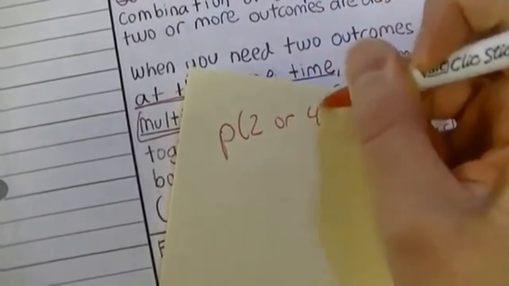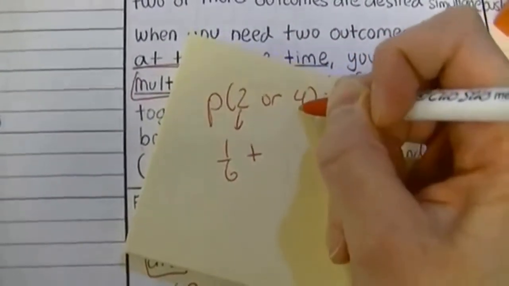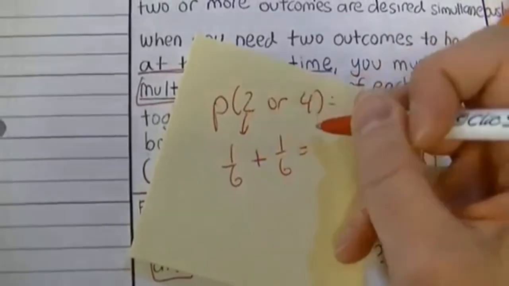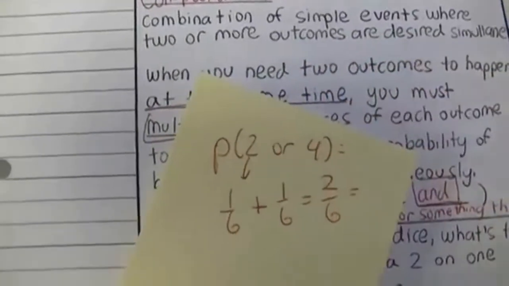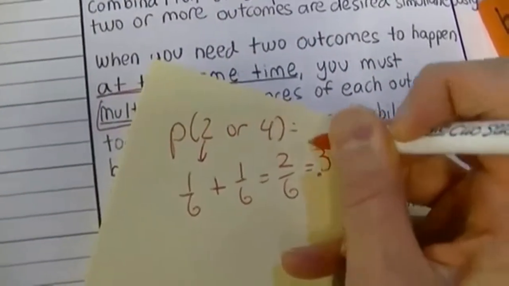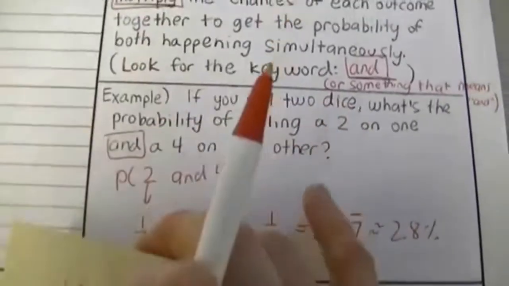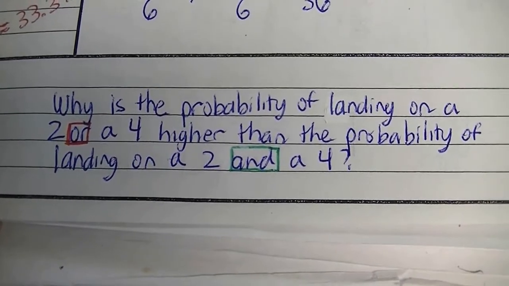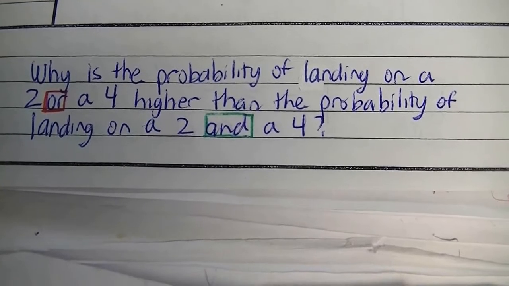On a separate note, the probability of getting a 2 or a 4 would look like this. Probability of getting a 2 is 1/6. I'm going to add them instead of multiply. Probability of getting a 4 is 1/6. So the chances of getting a 2 or a 4 is 2/6. Let me double check here. That is 0.3 repeating, which is approximately 33.3%. See how the chances of getting a 2 or a 4 are higher than the chances of getting a 2 and a 4? For your summary, I want to know, why is the probability of landing on a 2 or a 4 higher than the probability of landing on a 2 and a 4?